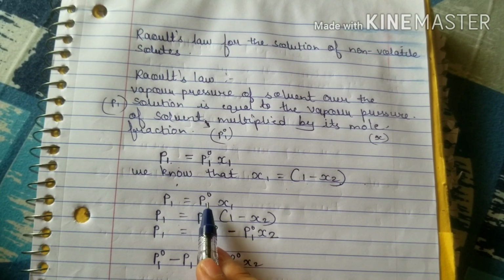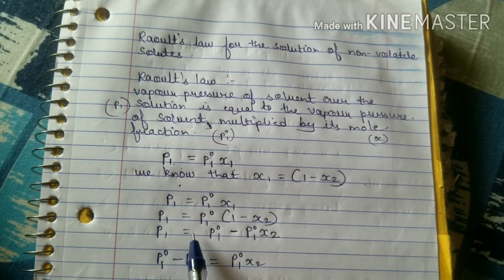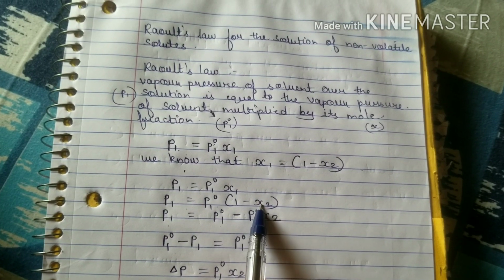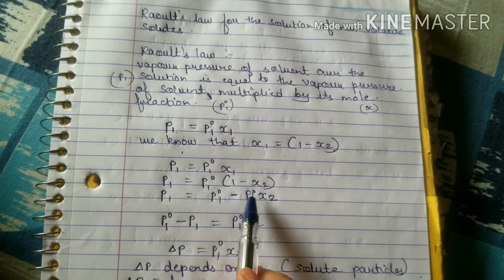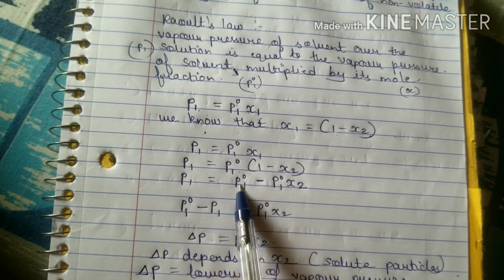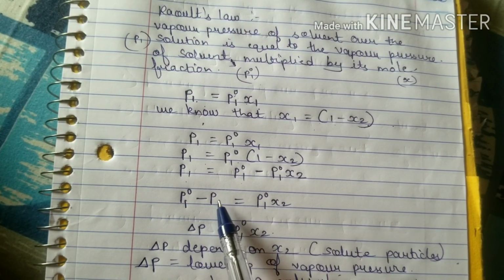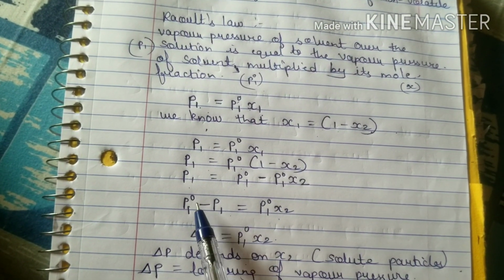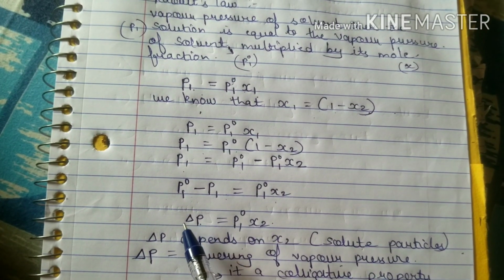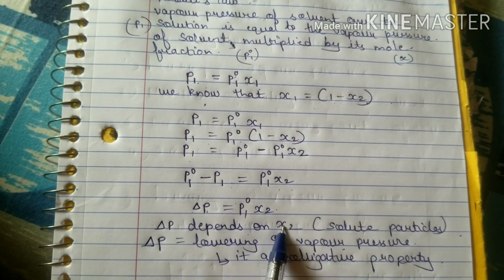So next, in place of X1 you will substitute 1 minus X2. So P1 is equal to P01, which will remain as it is, into 1 minus X2. P01 into 1 is going to give you P01 only, then minus sign, then P01 into X2 is going to give you P01 X2. Just multiply it. Now next, P01 minus P1, because I told you the vapor pressure of solvent is always greater than the vapor pressure of solvent above the solution. So P01 minus P1 is equal to P01 X2. We know that P01 minus P1 is nothing but your lowering of vapor pressure, so that is delta P is equal to P01 X2. So from this we can conclude that delta P depends on X2.